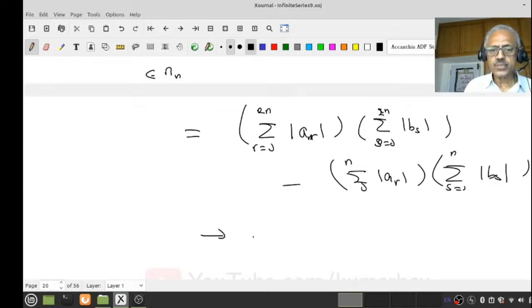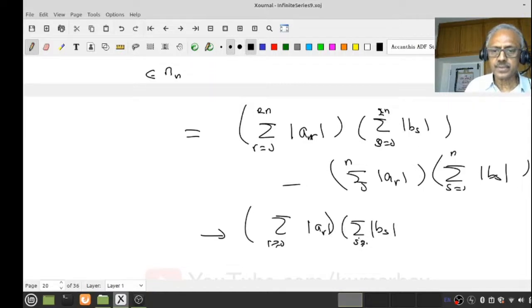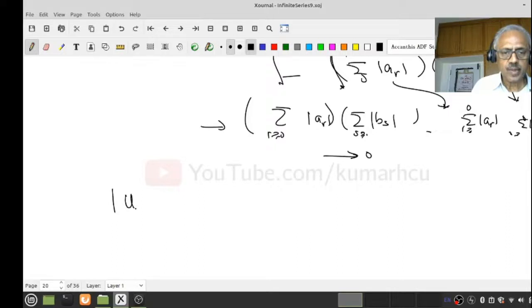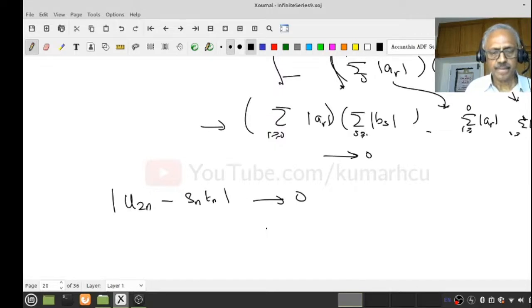But where does this go to? The first term goes to the sum of |a_r|, r greater than or equal to 0, which is an infinite series that converges, times the sum of |b_s|, s greater than or equal to 0. It converges to this. And similarly, the second term converges to the sum of |a_r|, r greater than or equal to 0, times the sum of |b_s|, s greater than or equal to 0. And this minus this, therefore, converges to 0. So what have I shown? I have shown that |u_2n minus s_n t_n| converges to 0. Therefore, u_2n minus s_n t_n converges to 0.